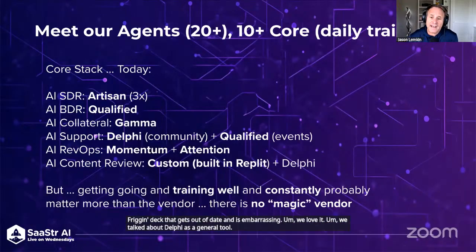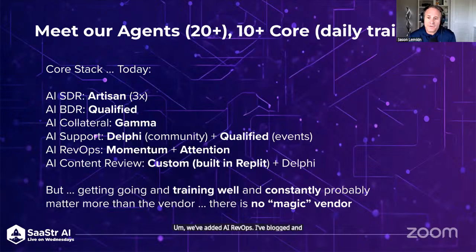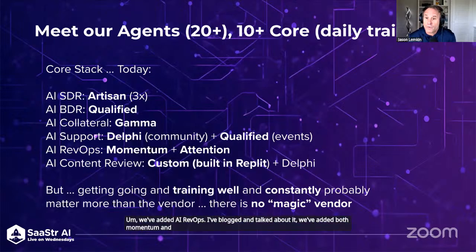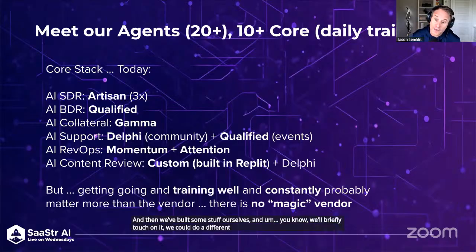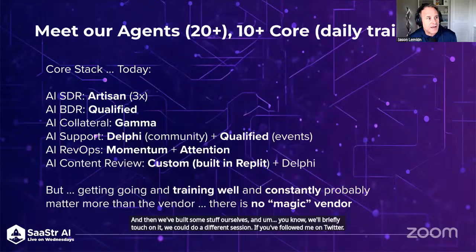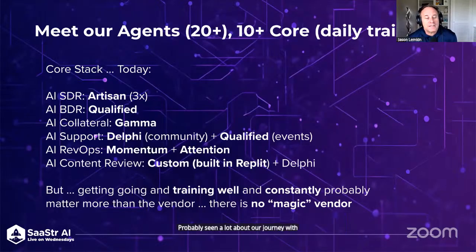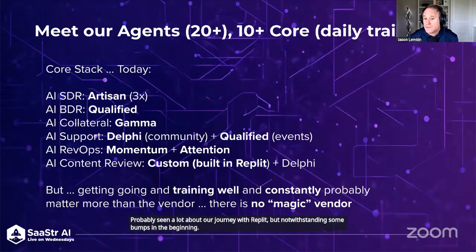We've added AI RevOps. I've blogged and talked about it. We've added both Momentum and Attention. They're both great. Amelia will show you why. And then we've built some stuff ourselves, and we'll briefly touch on it. We could do a different session. If you've followed me on Twitter, you've probably seen a lot about our journey with Replit, but notwithstanding some bumps in the beginning, it's been pretty successful, and we've rolled out about 5 apps ourselves.